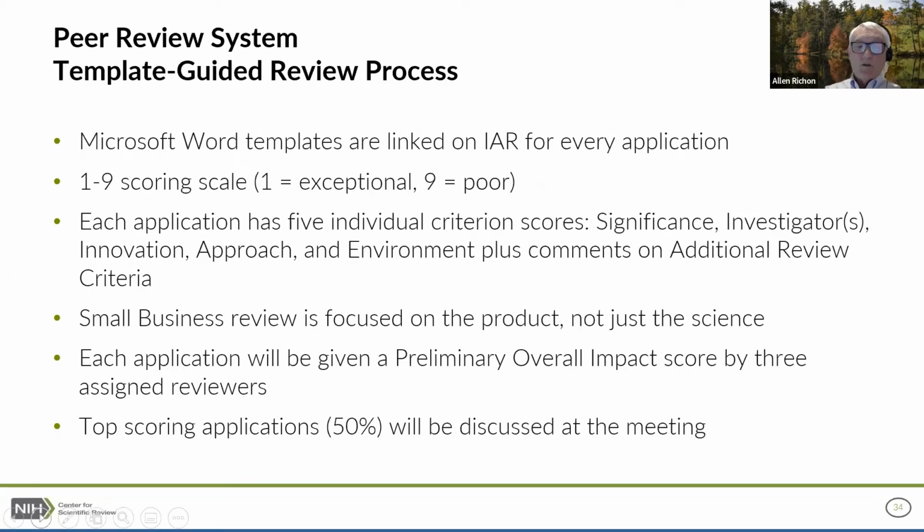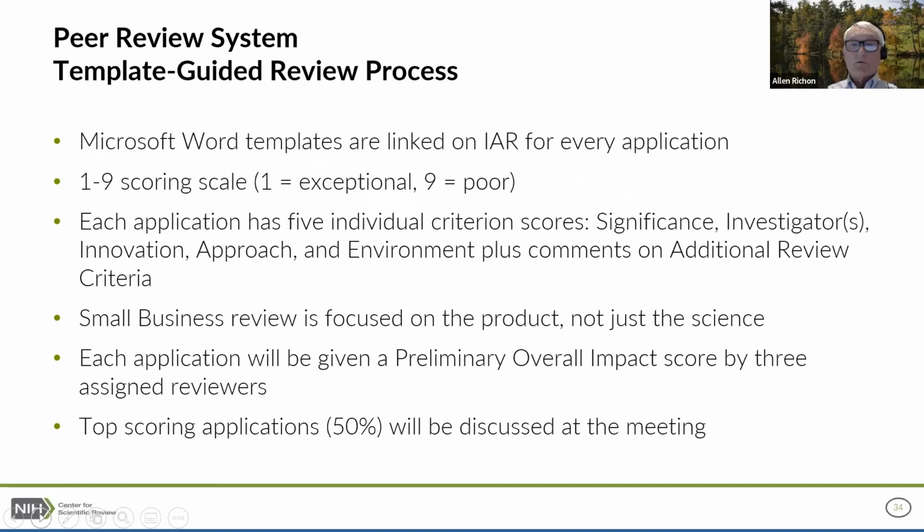Right. So those are the overview. Now, how about the nuts and bolts of it? The peer review system is guided by an SBIR STTR template that we have. It's linked on IAR to every application, and NIH, for better or worse, has decided our scale is 1 is exceptional and 9 is poor. So every 5 criteria, the significance, the quality of the investigators, the innovation, the approach, the environment, are all graded on a 1 through 9 scale.